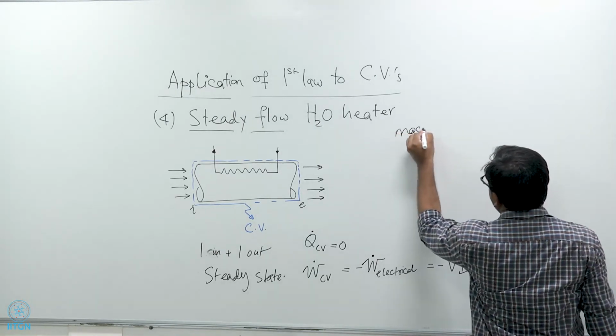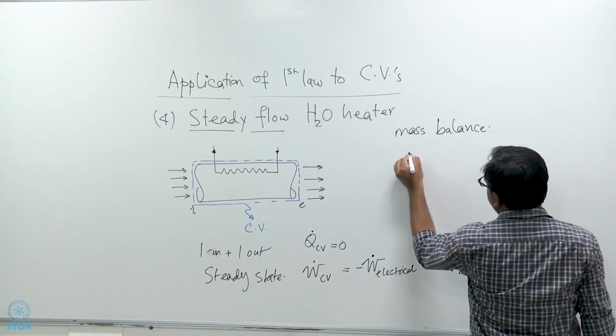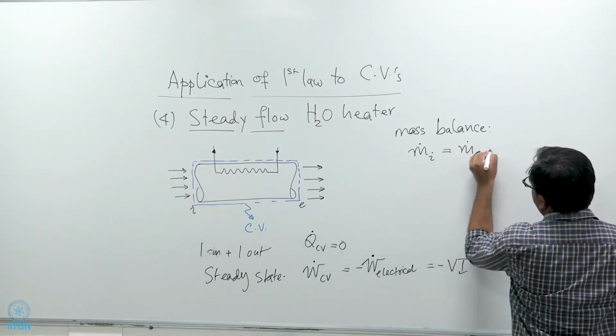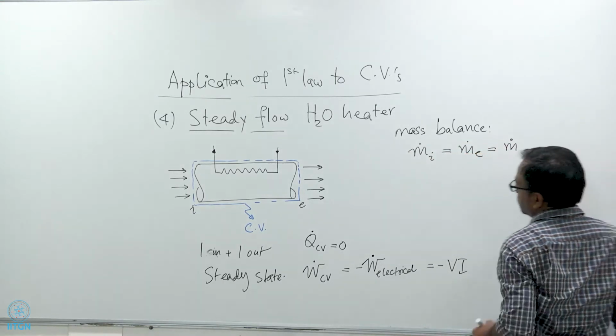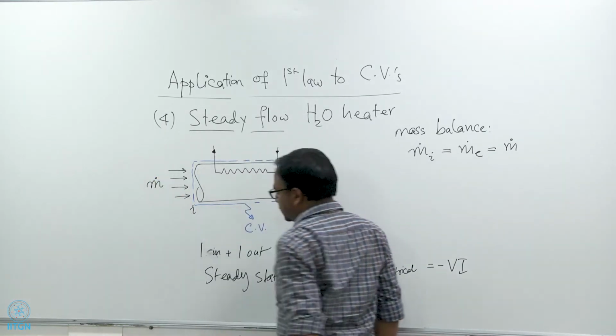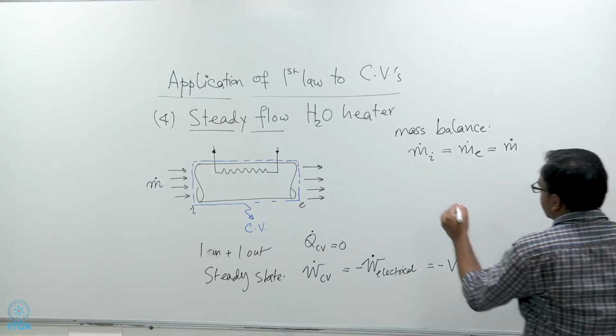Mass balance. Steady state means that the mass balance would be m dot I equal to m dot E equal to just m dot. So, this mass flow rate I can call m dot. This is the kg per second flow rate of water. Then there is the first law.